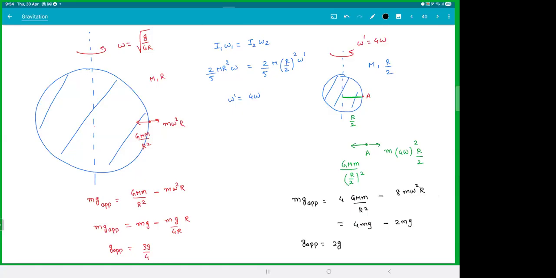Is this thing clear, everyone? All the three terms got changed. The distance became closer, omega changed, the radius changed. If you mess up any one of the terms, you get something else. So conservation of angular momentum and then g apparent. Right, Armita?